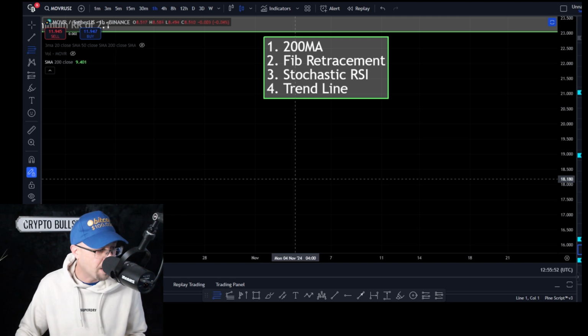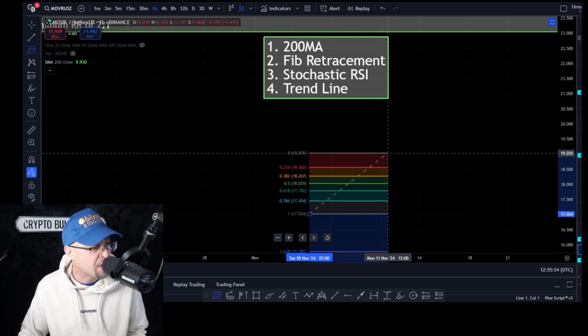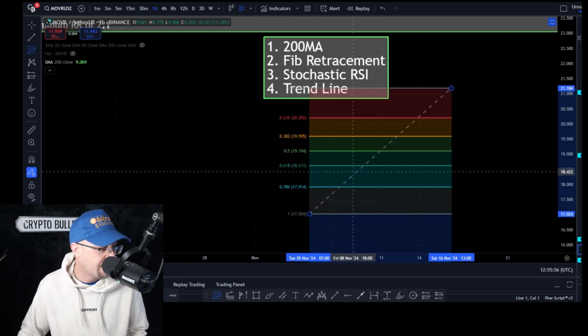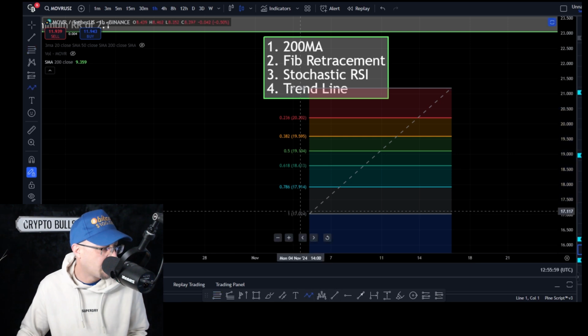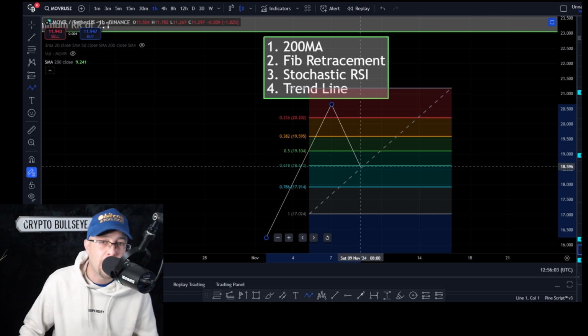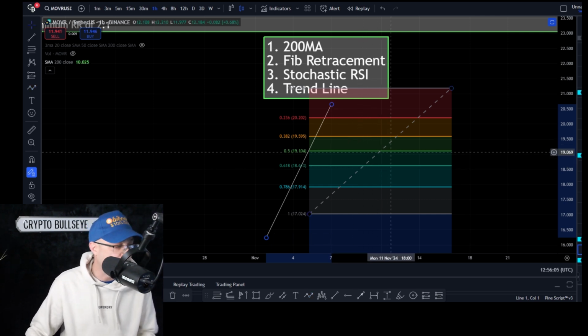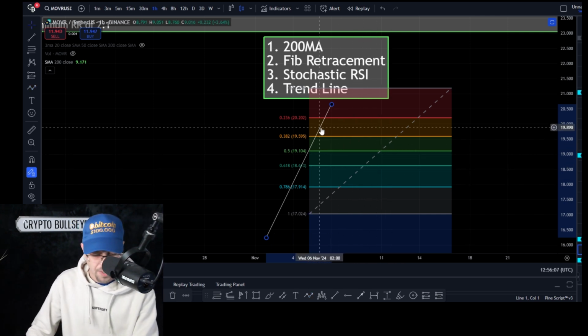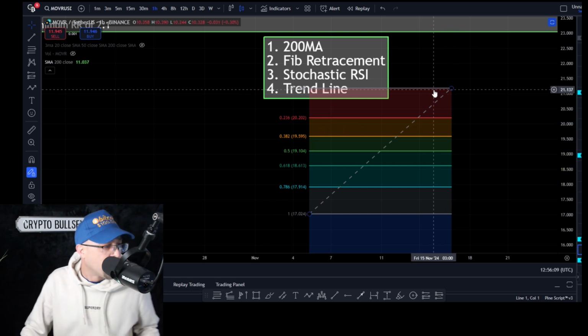You're going from the swing low to the previous swing high, and you're waiting for price to pull back to the 618. So that's what we're looking for, and we're interested in the 618 area, but I'm not going to talk too much about that now. I'm going to move on.